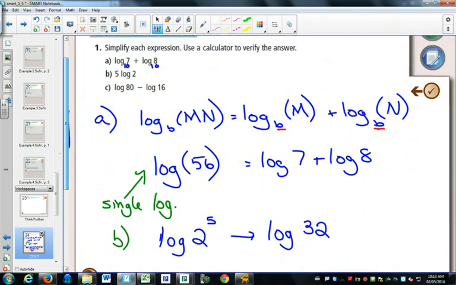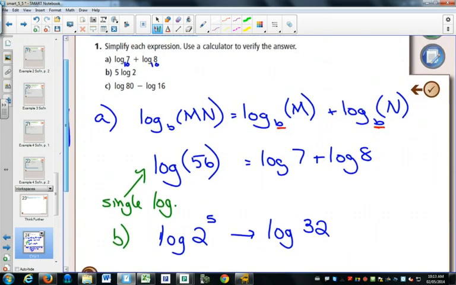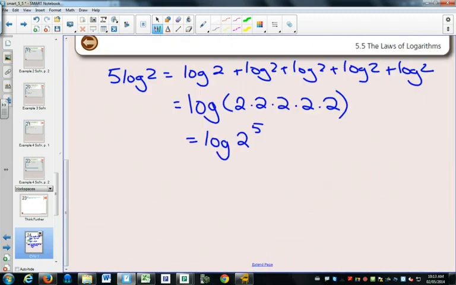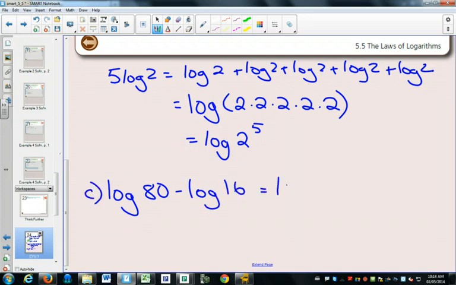And the last one, log 80 minus log 16, will just be equal to log 80 over 16. Both those can be divided by, that actually works out to be log of 5.